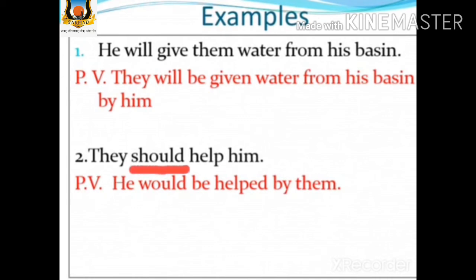Should is here the auxiliary verb in this sentence. Help is the main verb and him is the object. Okay, now in the passive voice, how will it come? Him will come at the front position as "he", then the auxiliary verb should is there, and with the "he" I used would. He would be, then help, main verb V3, then by, then they is converted into them in the passive voice.